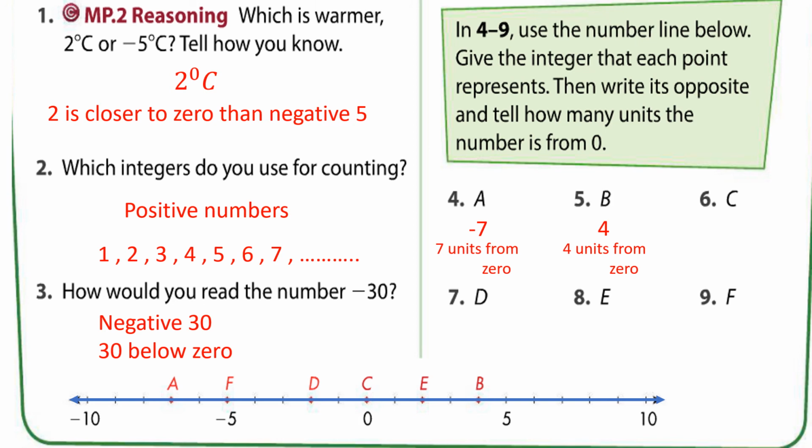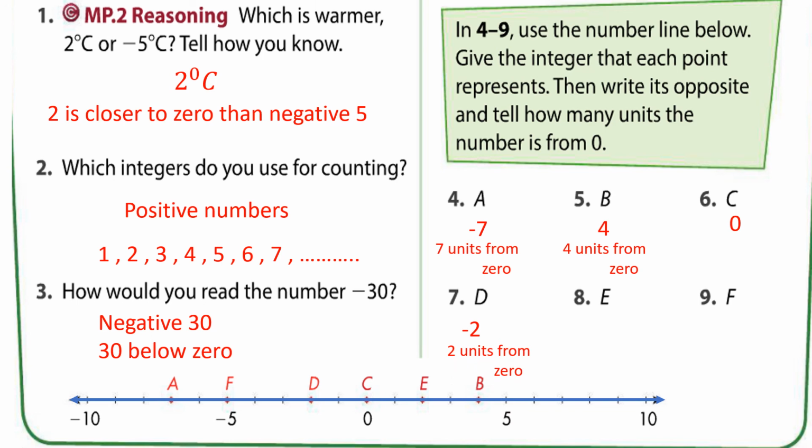What about point C? Point C is exactly in the middle here, which is on 0. So what about the value of point C? Point C represents which number? Of course, guys, it's so clear here, it represents 0. What about point D? Point D is on the left of 0, so of course it will be a negative number, which is going to be -2. And how many units is that number from 0? Of course, 2 units from 0.